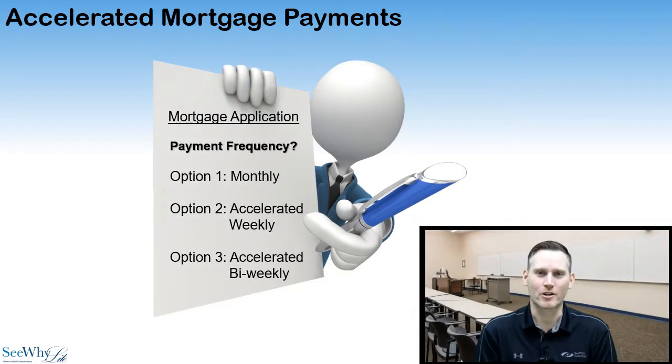When applying for a mortgage, the borrower can usually select from various payment frequencies. Now, the default payment frequency is generally monthly, but the borrowers can have this converted to other frequencies, such as accelerated weekly or accelerated biweekly, which is every 2 weeks. Now, this concept is so much easier to understand if we use nice, low, rounded numbers.